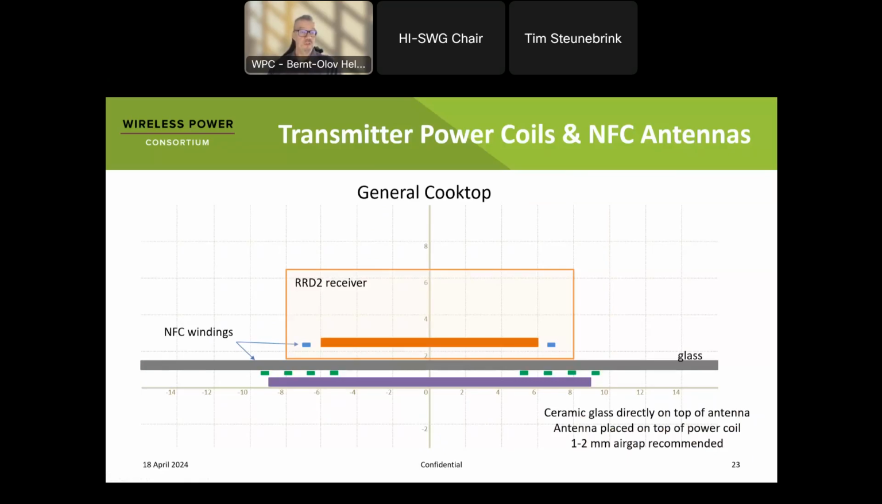This is a cross-section of the transmitter, and with the receiver on top is the orange block. And at the bottom you have the purple, which is the power transmitter. In between, in the green, you have the NFC on the transmitter side, underneath the ceramic glass. On top, as I said, you have the receiver with the receiving coil and also the NFC antenna. You can see they are a bit different in the receiver. The receiving coil is at the side.